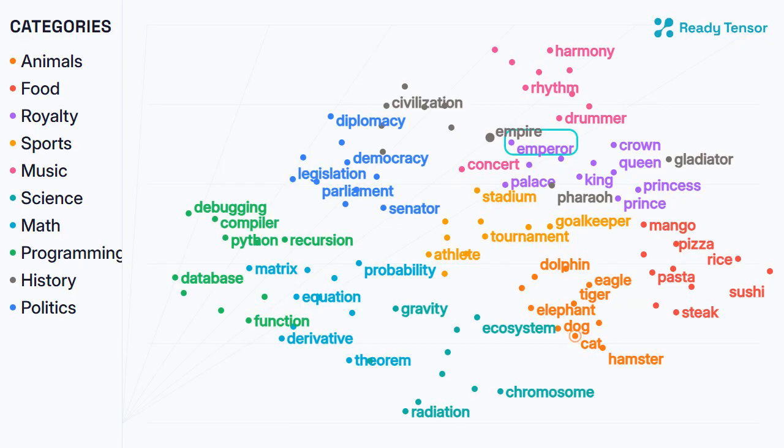Now, one word we haven't talked about. Python. It's both an animal and a programming language. So where does it land? Right in the programming cluster. Remember, these models are trained on text from the internet. And online, Python appears overwhelmingly in a programming context. It is the most popular programming language after all. That's the key insight. Embeddings don't capture what a word is, they capture how it's used.